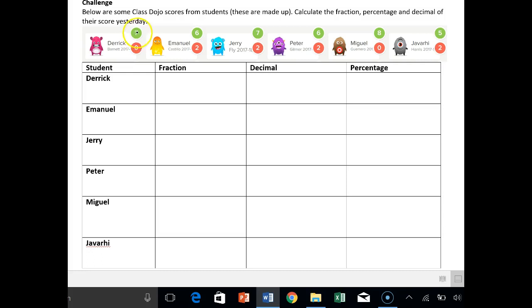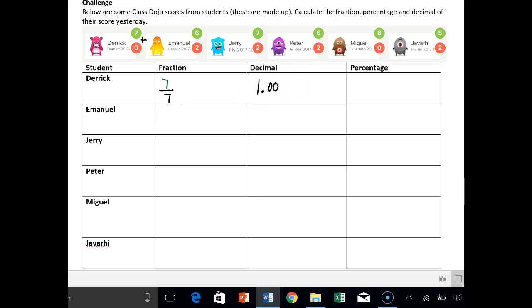How many points could he have had total? Well, you add these up. 7 plus 0 is 7. So he could have had 7 total points. How many positive points did he have? He had 7. So that's his fraction. Well, what's his decimal? 7 over 7 is just going to be 1.00, right? There's no division that you have to do there.